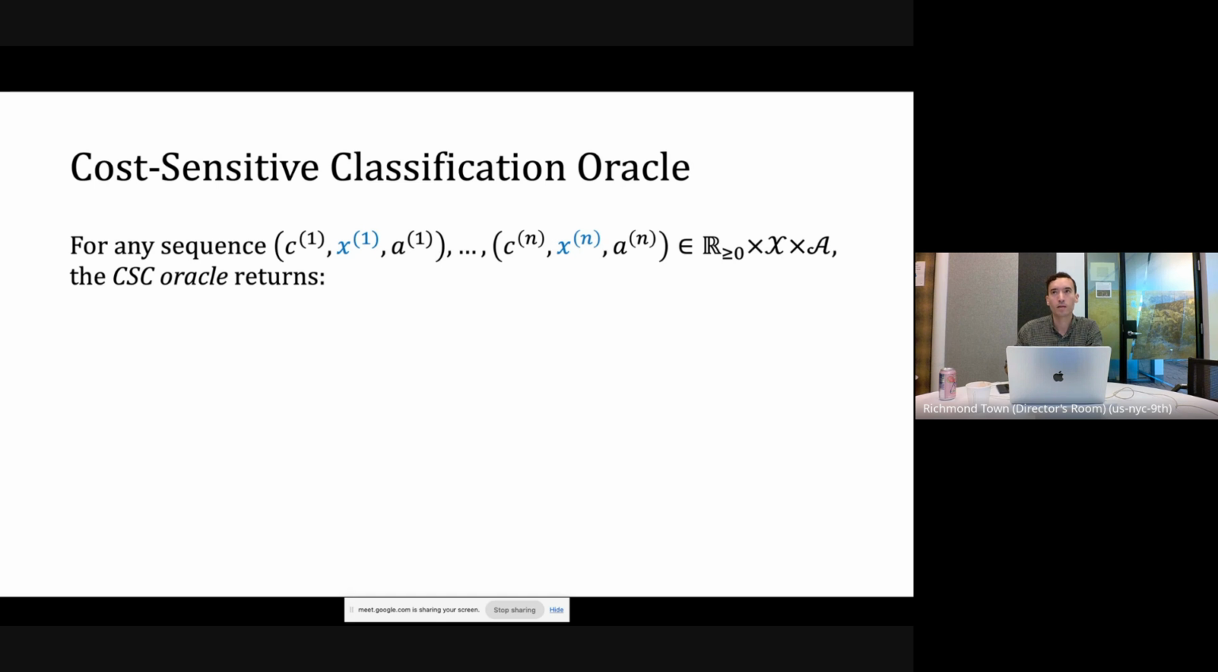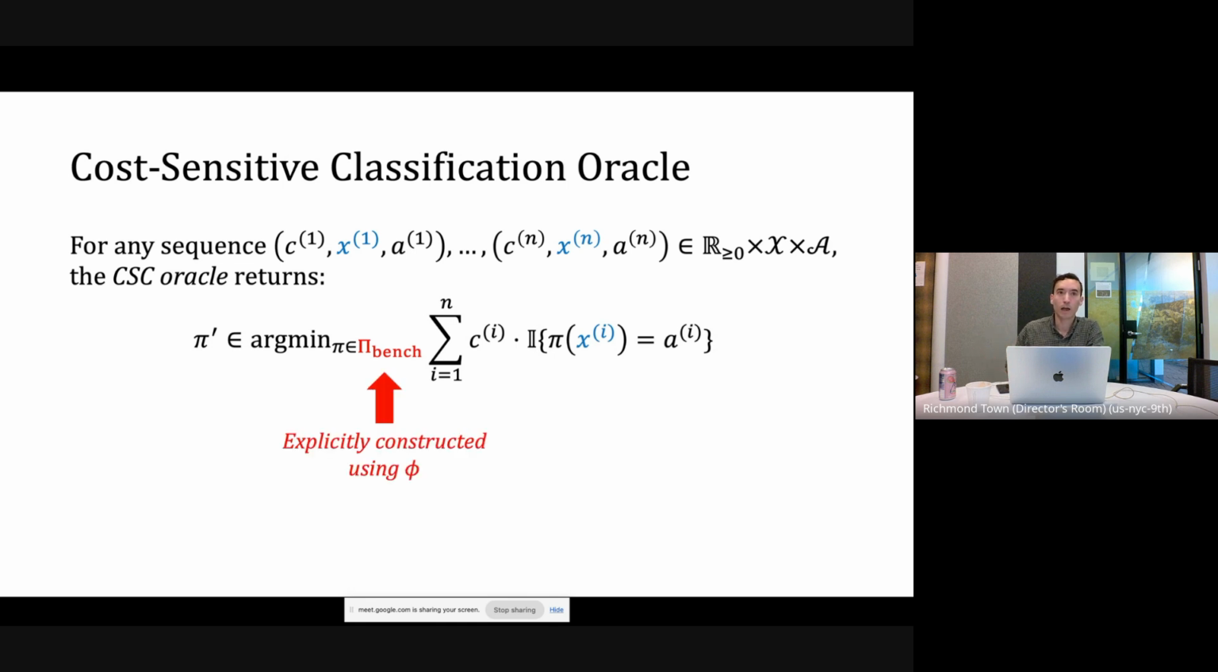The cost-sensitive classification Oracle is defined as follows. Given a sequence of costs, states, and actions, the Oracle requires solving this minimization problem, where it's a weighted sum of indicators. Pi here is a function from the state space to the set of actions, so this can be interpreted as a classification problem. In fact, it can be reduced to binary classification. And this pi bench is some policy class that I'm going to construct for this specific problem that we care about, and it will have an explicit functional structure.